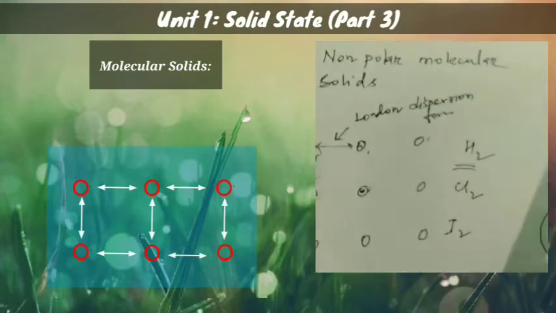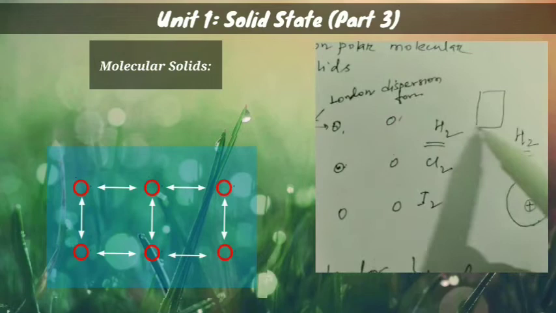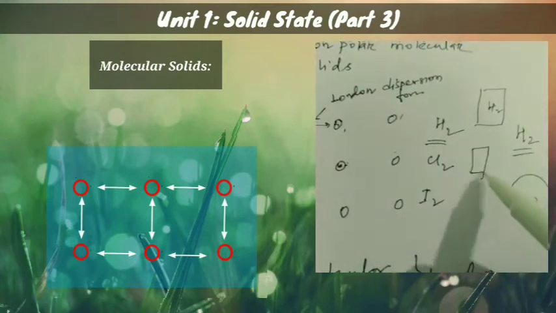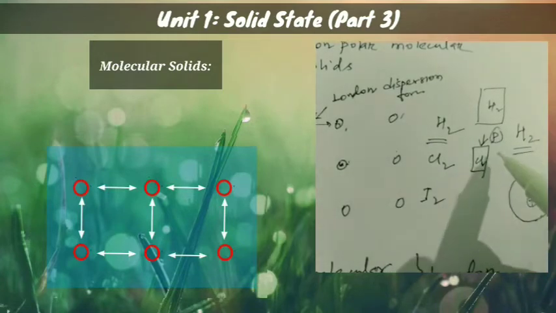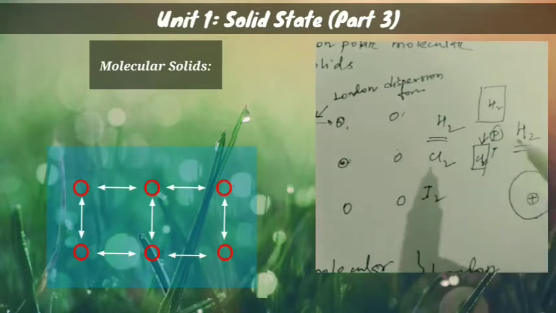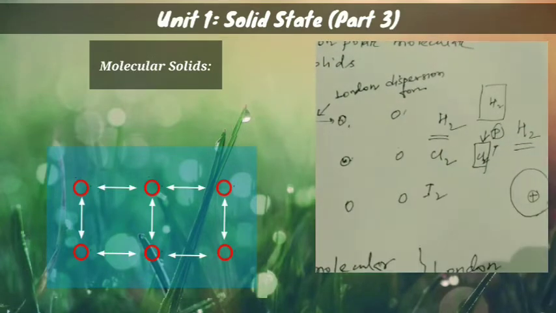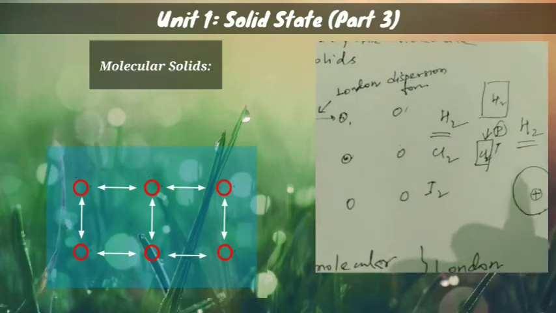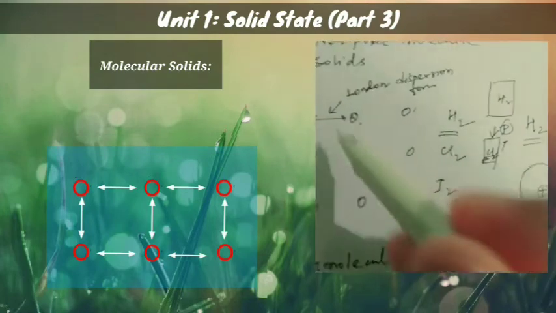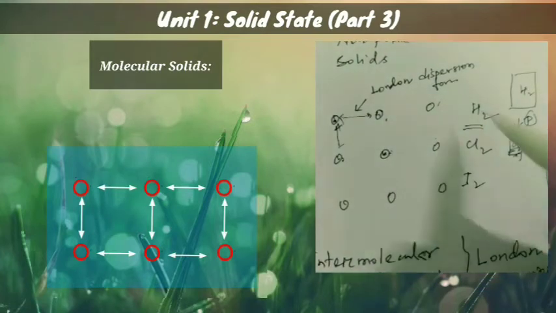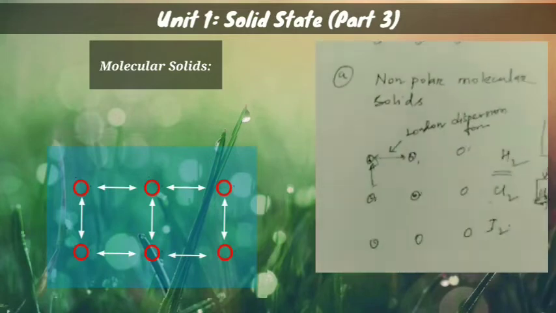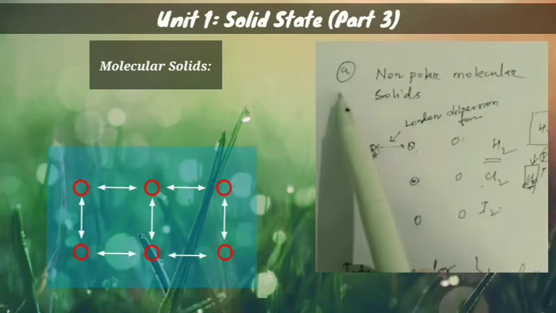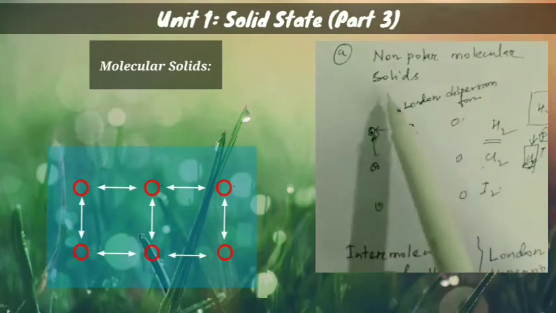But suppose we put this hydrogen gas or chlorine gas inside a cylinder and pressurize it, and suppose we decrease the temperature. Then it will become solid. Why? Because a phase transition will occur. So that is the solid state of hydrogen, chlorine or iodine. Clear? I hope you understand the first category of molecular solid, the non-polar molecular solid.